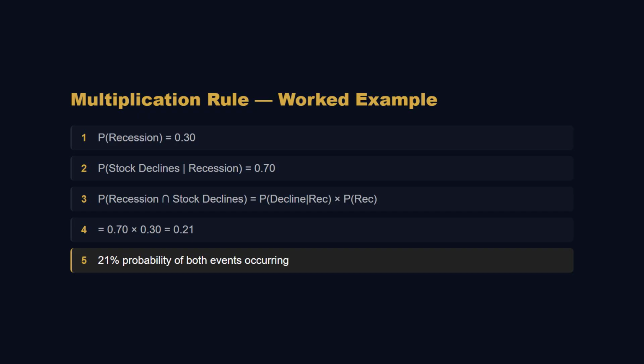Step 2. Apply the multiplication rule. P of recession and stock declines equals 0.7 times 0.3, which is 0.21. 21% probability that both events occur. This is the joint probability, not the probability of one or the other, but both happening together.